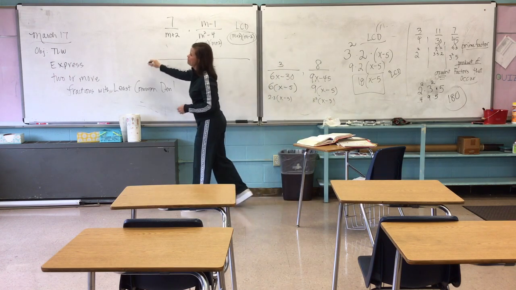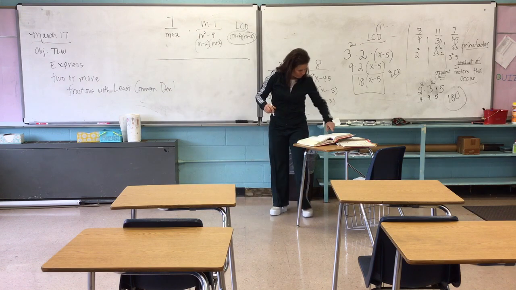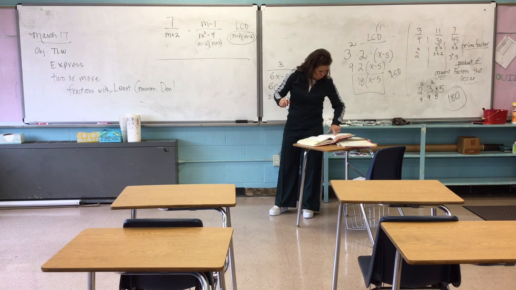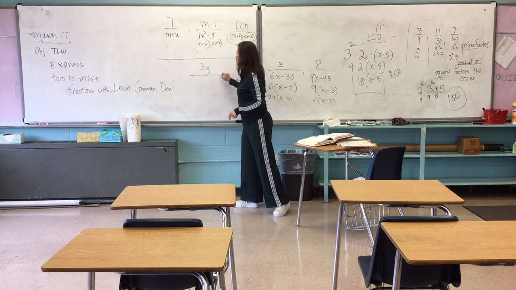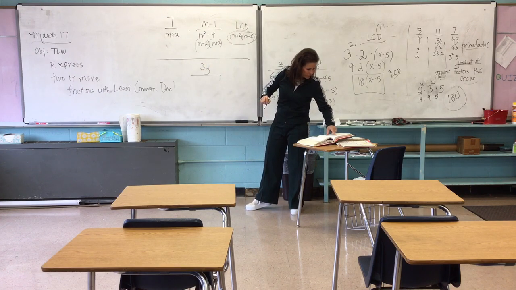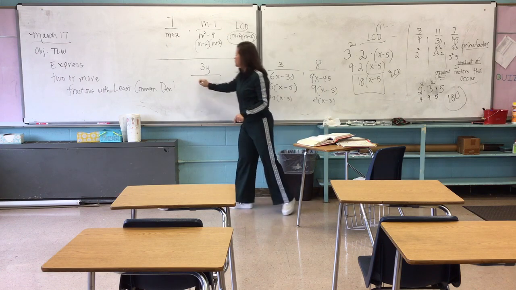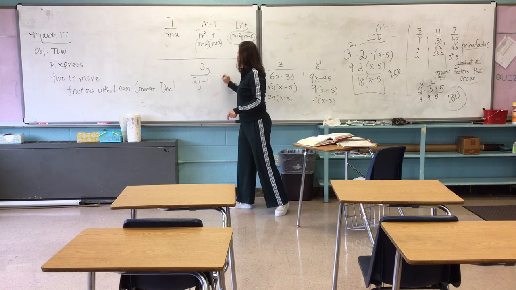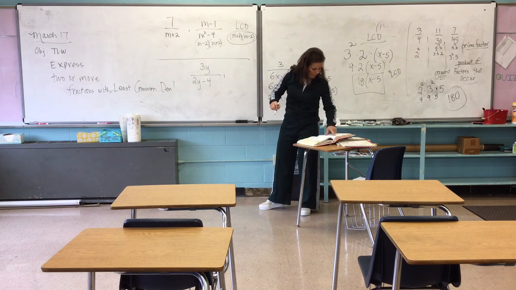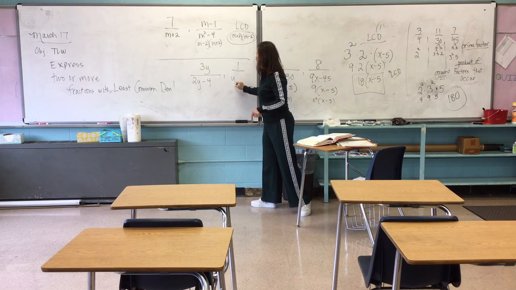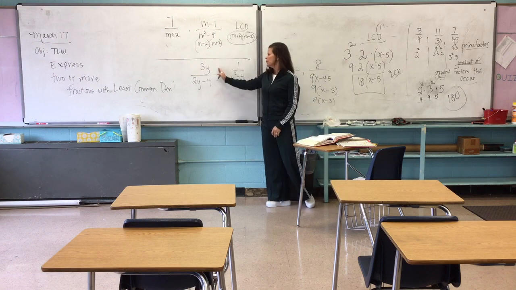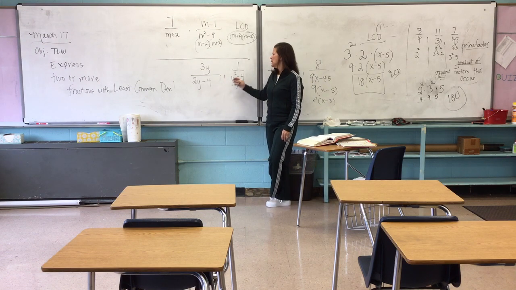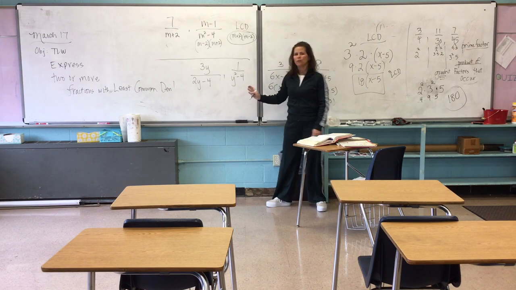Let's try another one. 3y over 2y minus 4 and 1 over y squared minus 4. Okay, write the problem down. 3y over 2y minus 4 and 1 over y squared minus 4.